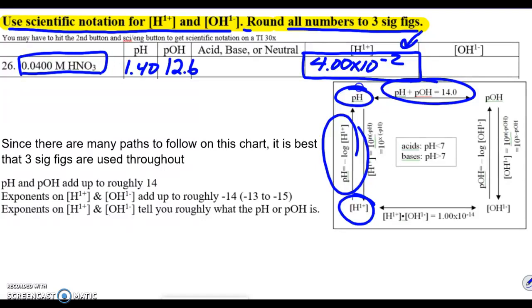When it asks for acid, base, or neutral, I look at the pH and only the pH. pH and POH are opposites of each other. So I only look at the pH. I see that it's below 7. Anything below 7 I know to be an acid.